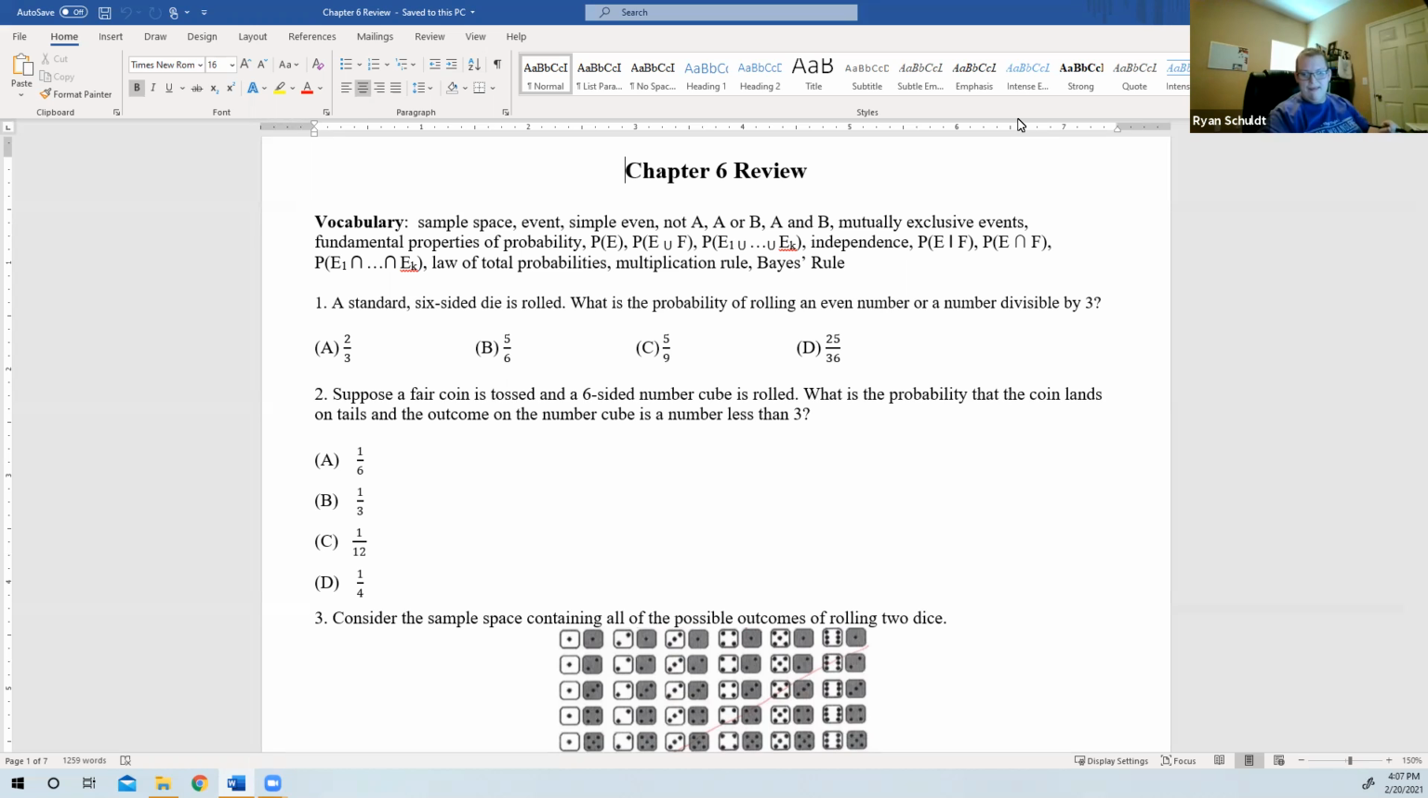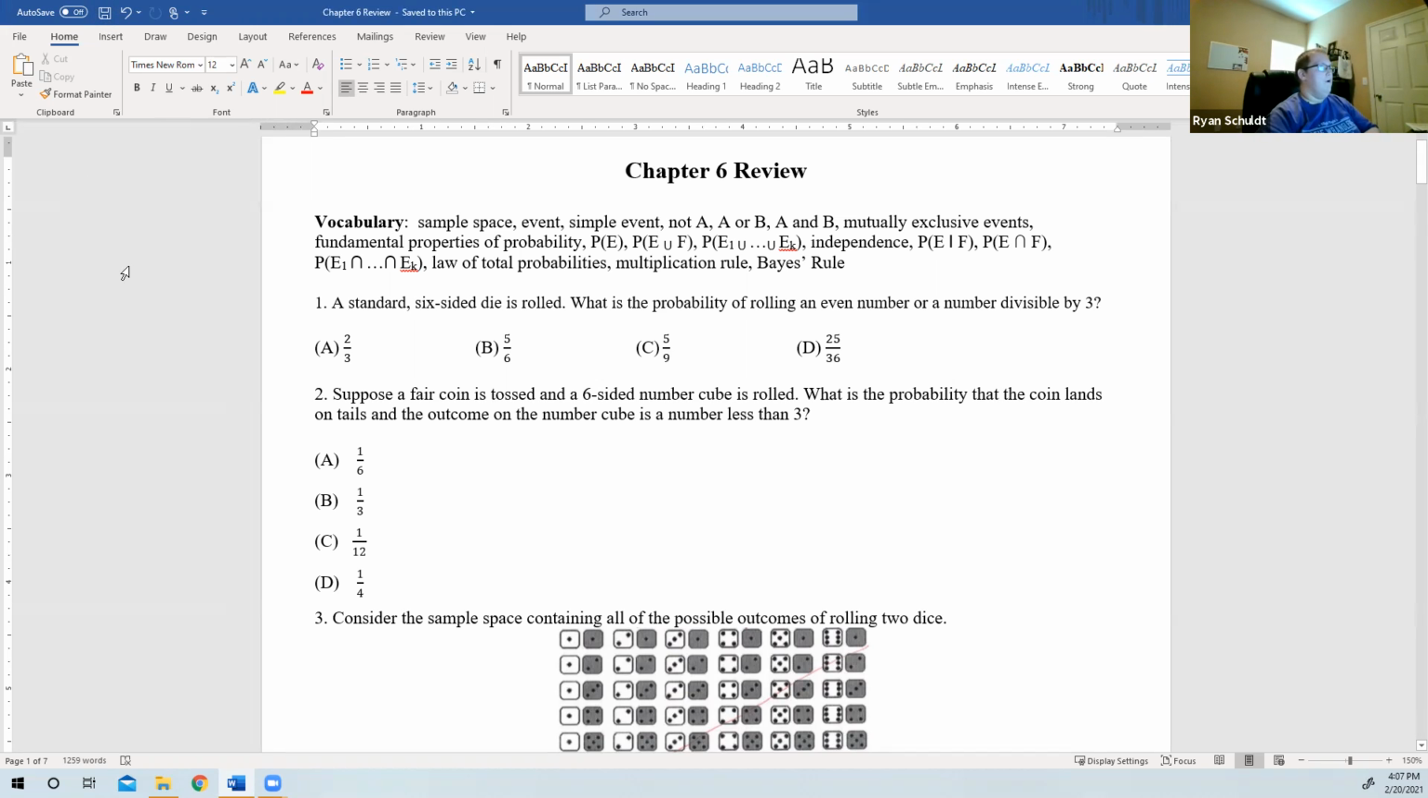Vocabulary. I did just find the typo here, so let me fix that. Sample space, event, simple event. Make sure you know what all those words mean. I'll probably use them throughout the review today, so if you don't know them, maybe you want to pause it and go make some flashcards, because you will need to know it.